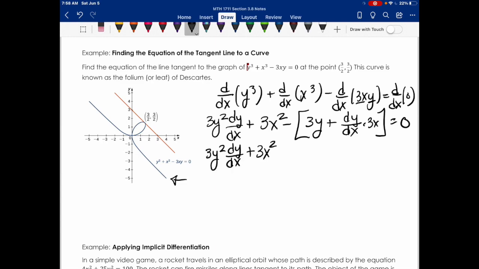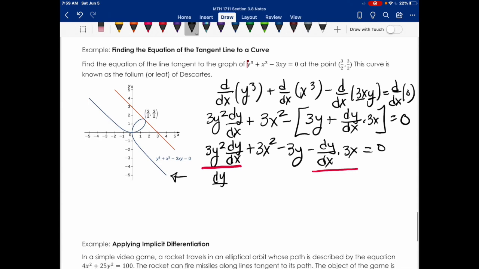So I now have to distribute this negative sign to the expression that we used for the product rule. So that gives me a minus 3y minus dy/dx times 3x is equal to 0. Now, when I solve this for dy/dx, remember, I'm getting anything that has a dy/dx on one side, so this and this. Everything else is going to be moved to the other side by subtracting that term. And then I divide by what's left over when I factor out the dy/dx.